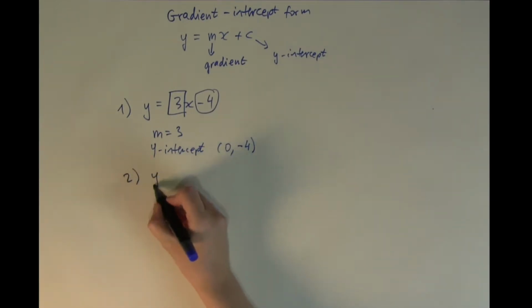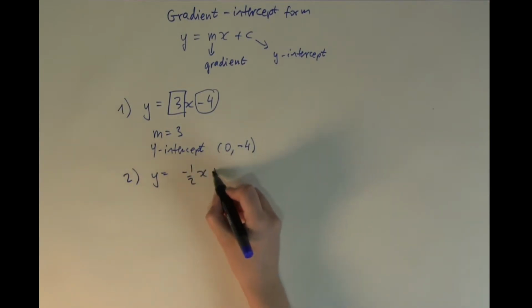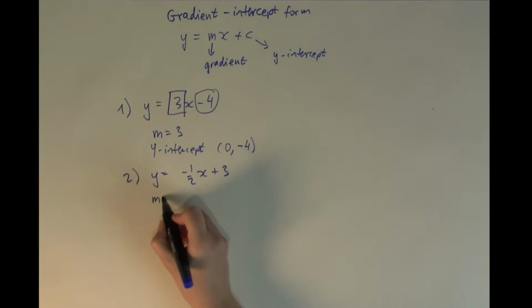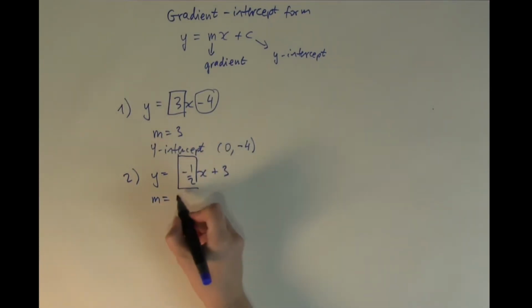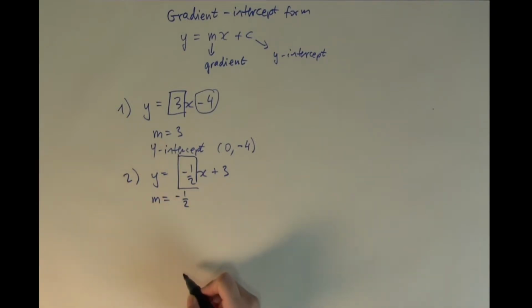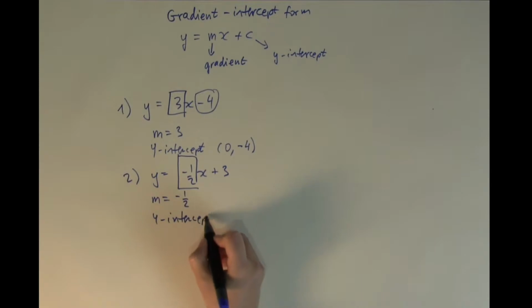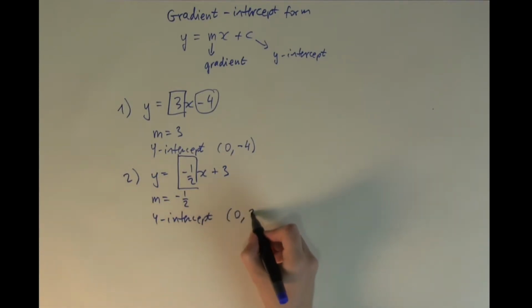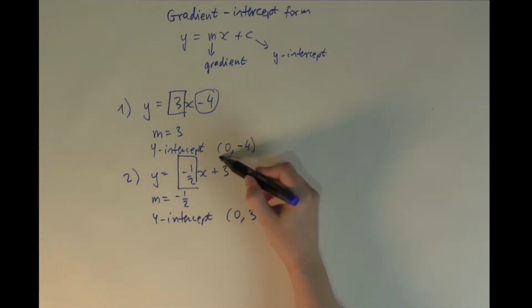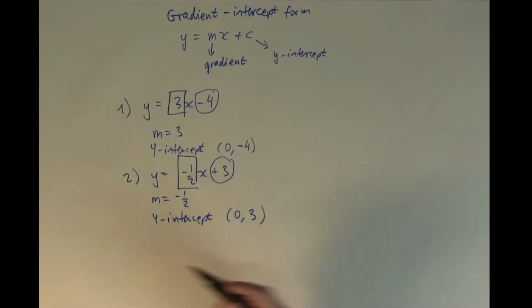Example 2. The gradient now will be the number in front of the x, which in this case is -1/2, and the y-intercept will be (0, 3), because that is the constant, the number that stands alone.